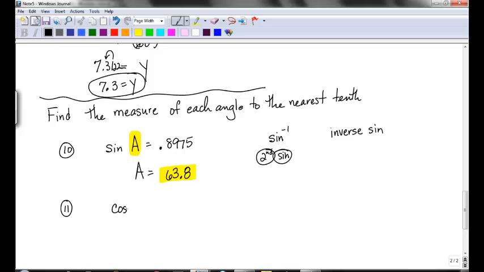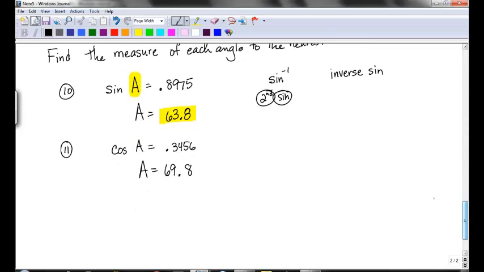If I did cosine of angle A is 0.3456. Okay, so I want inverse cosine, second function cosine of 0.3456. And the angle, if they want it to the nearest tenth, would be 69.8 if you round it. You look just at the hundredths. If it's 5 or greater, you round it up. Okay.